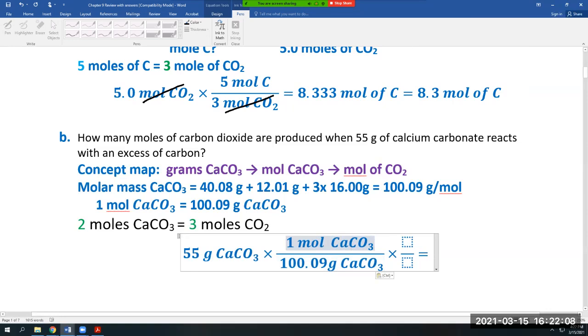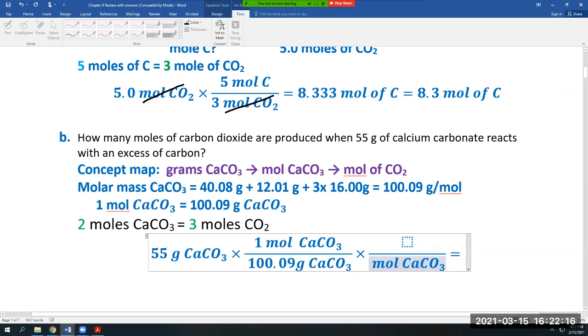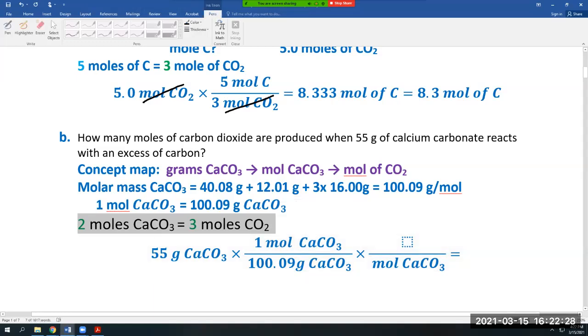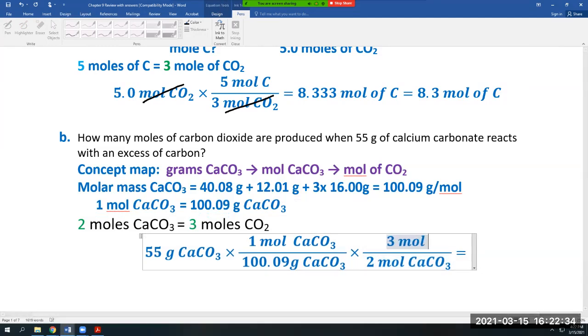In the next step, you want to cancel the moles of CaCO3. So in the next denominator, we want moles of CaCO3 so that we can cancel units of moles of CaCO3. And for this, we will use this equality that says 2 moles of CaCO3. So that's going to be 2 moles of CaCO3 are producing 3 moles of CO2.